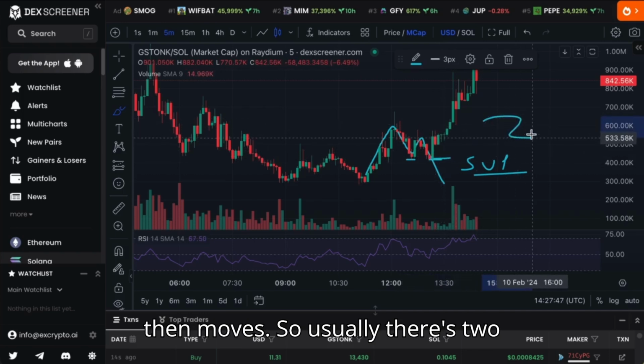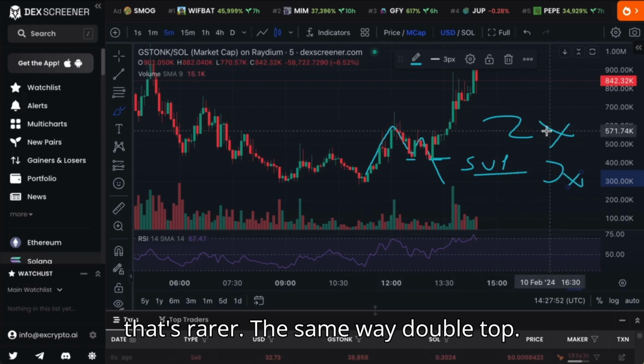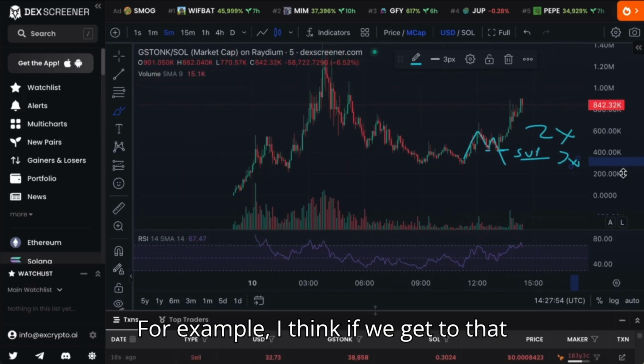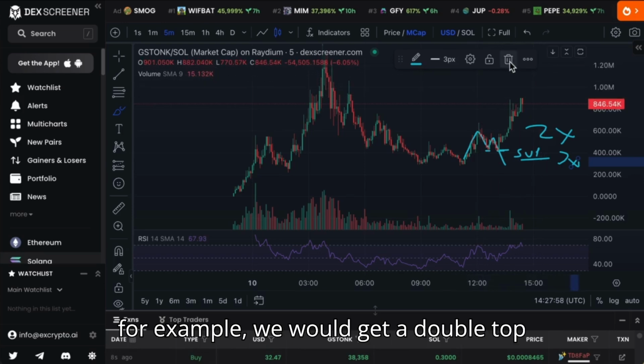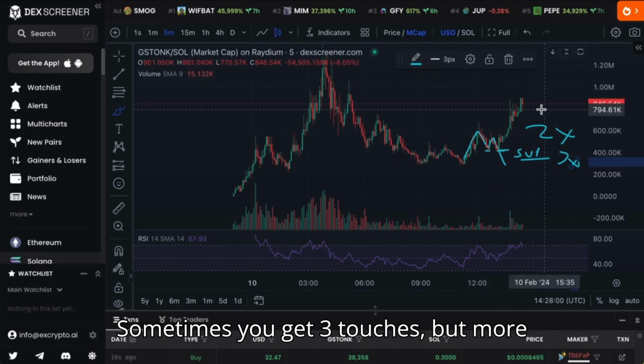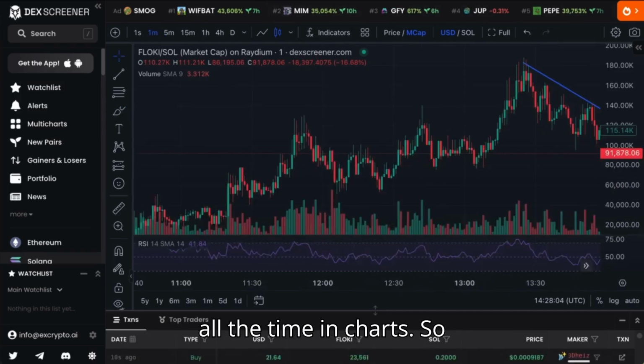Usually there's 2 touches. Sometimes you'll get 3, but that's rarer. The same way with a double top, for example, if we get to the all-time highs here and it kept moving, we would get a double top and we'd get a sell-off for sure. Sometimes you get 3 touches, but more often than not, it's 2. And I see this all the time in charts.